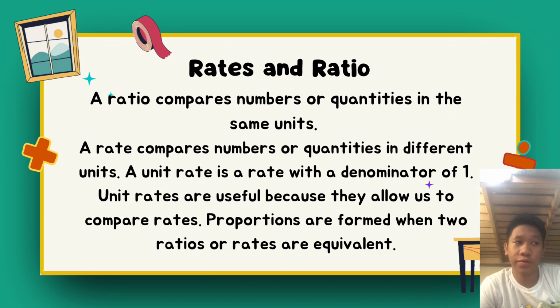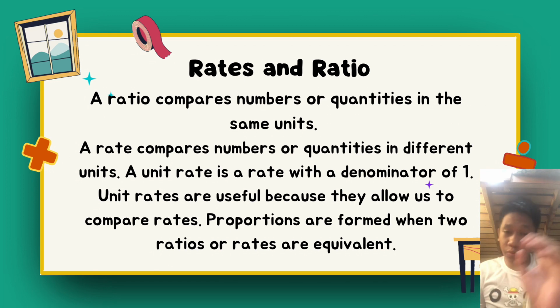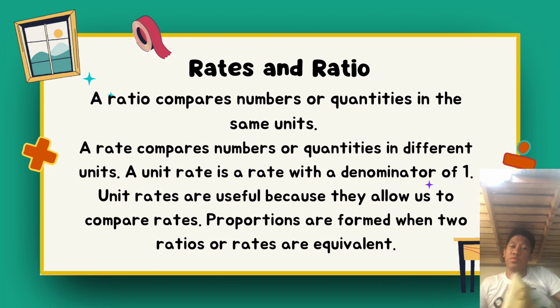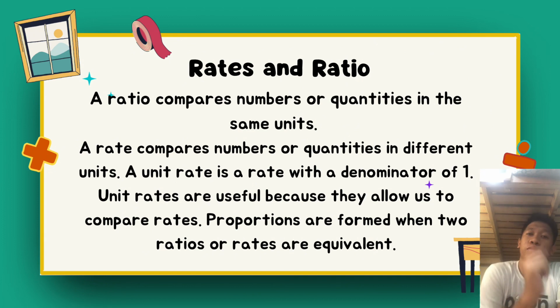So next is ratio. Ratio compares numbers or quantities in the same unit. For example, there are 12 boys in one room and 4 girls. So therefore the ratio of the students in that room is 3:1.